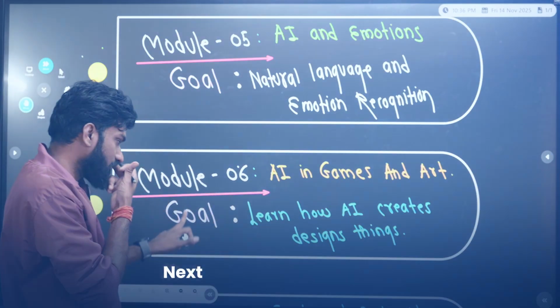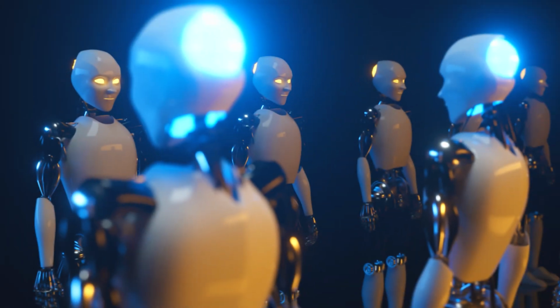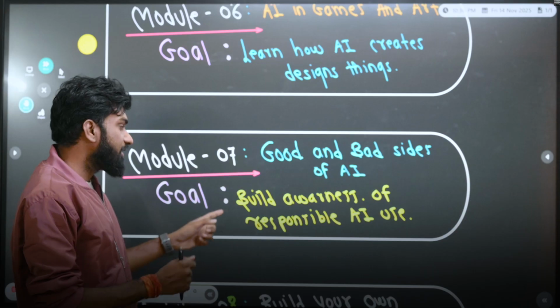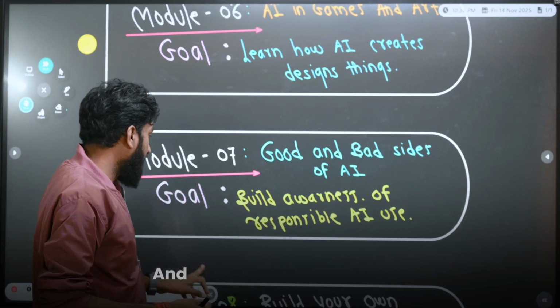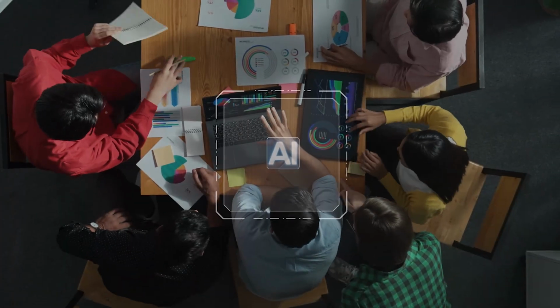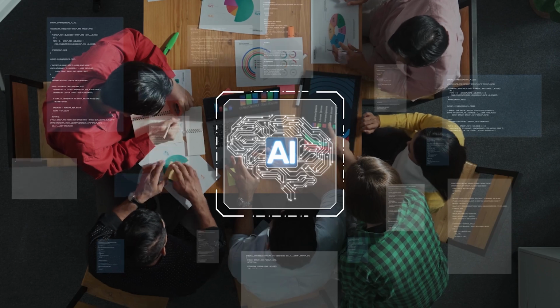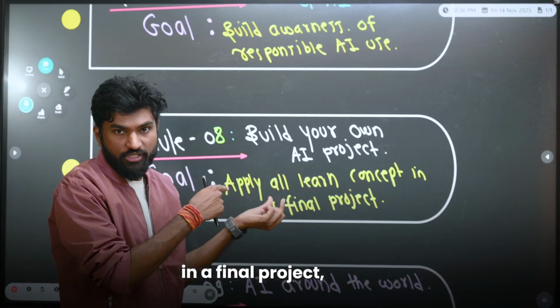Next one is module 7. Module 7 is Good and Bad Sides of AI. Our goal is to understand the awareness and responsibilities of AI. And module number 8 is Build Your Own AI Project. We have to build our project, so this will be the mini project. We have to apply all learned concepts in a final project.